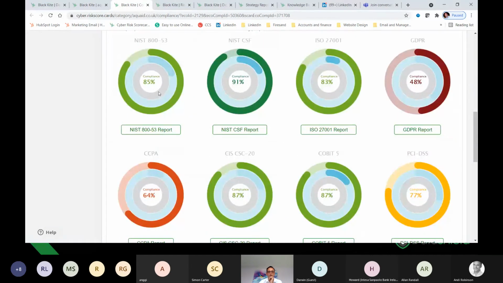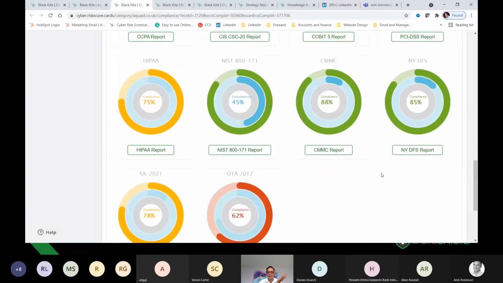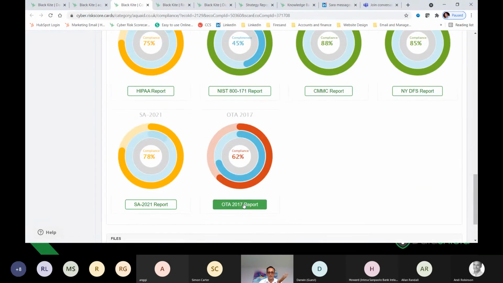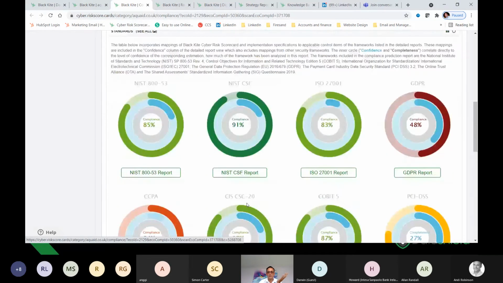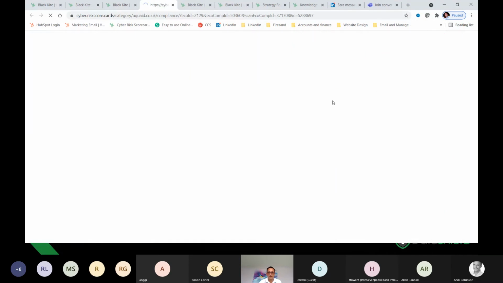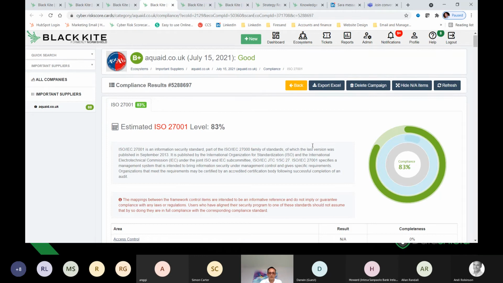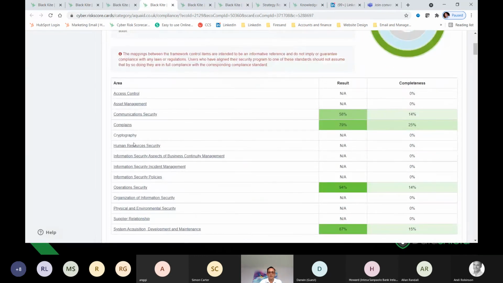So the frameworks we're looking at are NIST, you can read these, ISO 27001, GDPR, PCI DSS, CMMC, HIPAA, as well as shared assessments. And what you can do is you can then drill down into it. Now, my pet one is ISO 27001. We do a lot of work around this with customers, helping them achieve ISO 27001 certification. So if we drill down into ISO 27001, it shows you all the elements of ISO 27001. Shows what results we've got and how complete a picture.